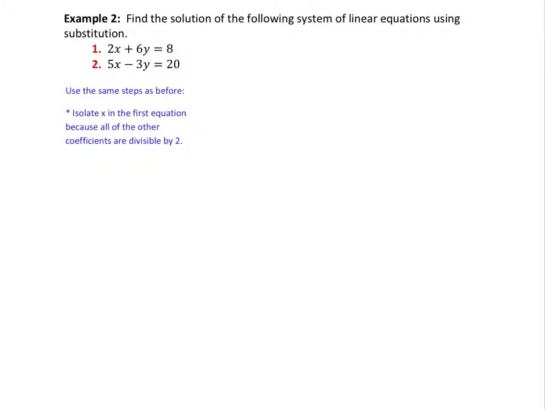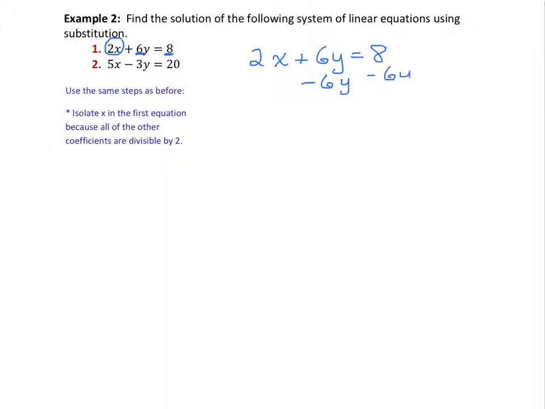In example 2, we have a system of linear equations where none of the coefficients are 1. We have 2x, 6y, 5x, and negative 3y. And we need to isolate one of those letters. So thinking ahead a little bit, I'm going to choose the 2x to isolate the x for. And the reason I chose that is because I know I'm going to have to divide by 2 to get x by itself, and the 6 and the 8 are both divisible by 2.